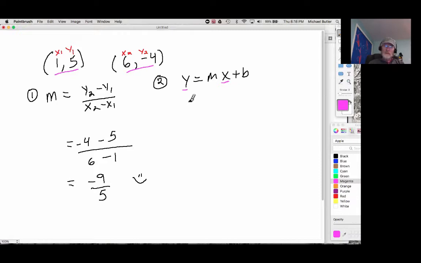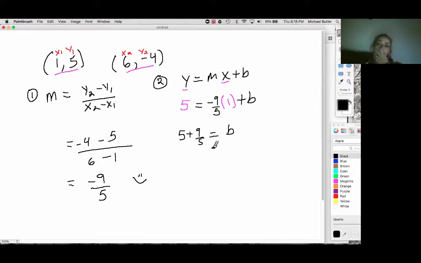So if I do that, it would be 5 is equal to -9/5, and now I'm going to put in my x here, which was 1, and then plus b. Notice the only thing left that I don't know now is b. So if I solve this for b, it's going to be 5 plus 9/5 is equal to b, isn't it?